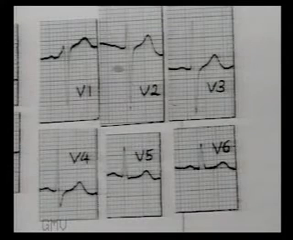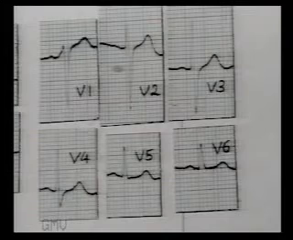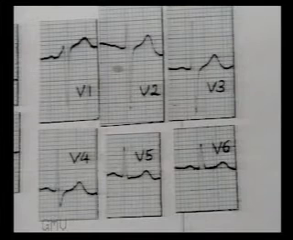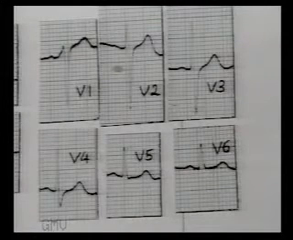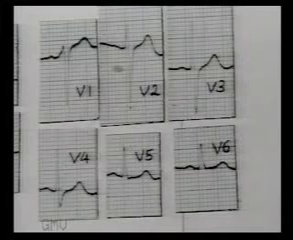Now come to chest leads and study the pattern of QRS complexes from V1 to V6. If the pattern is normal from deep S wave in V1 to tall R wave in V6, then measure SV1 and RV6 to rule out left ventricular hypertrophy. Here SV1 plus RV6 measures only 18 mm, which is less than 35 mm. If the pattern is changed, that is, if R wave is prominent in V1, then look for criteria of right ventricular hypertrophy or right bundle branch block.